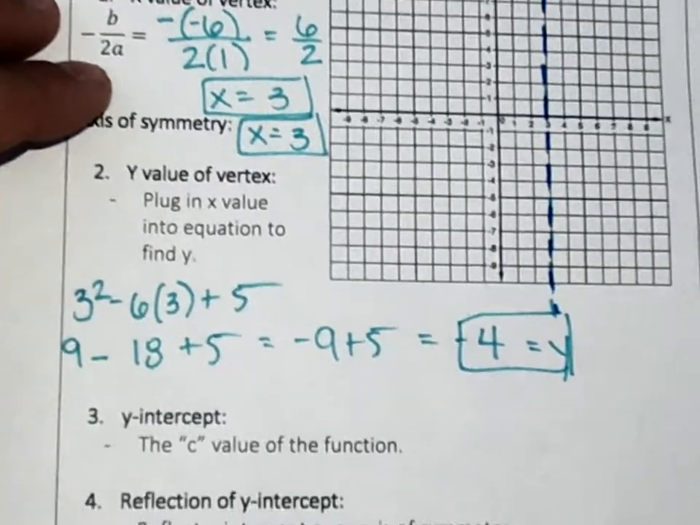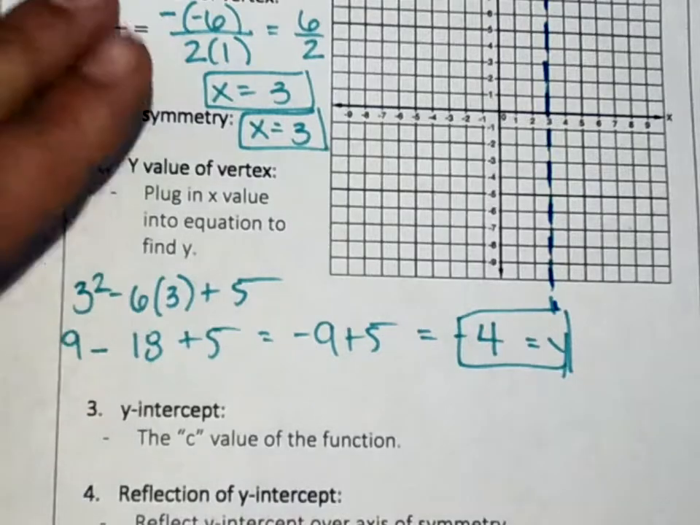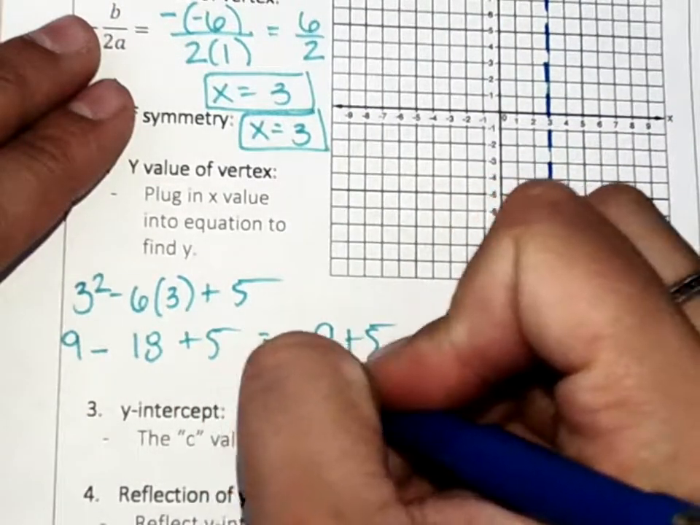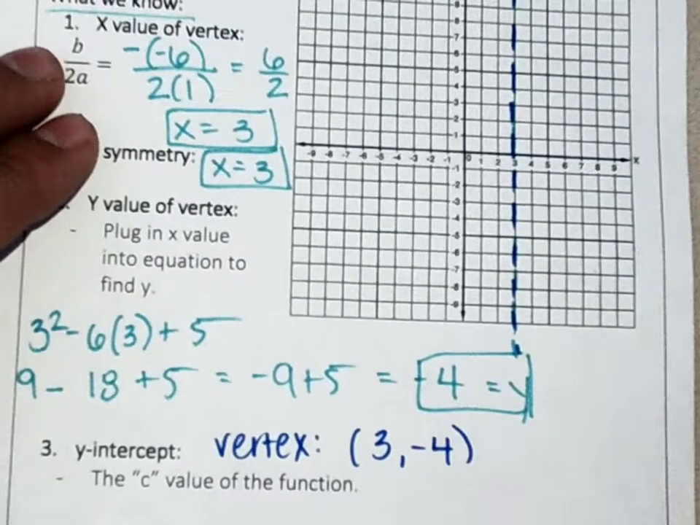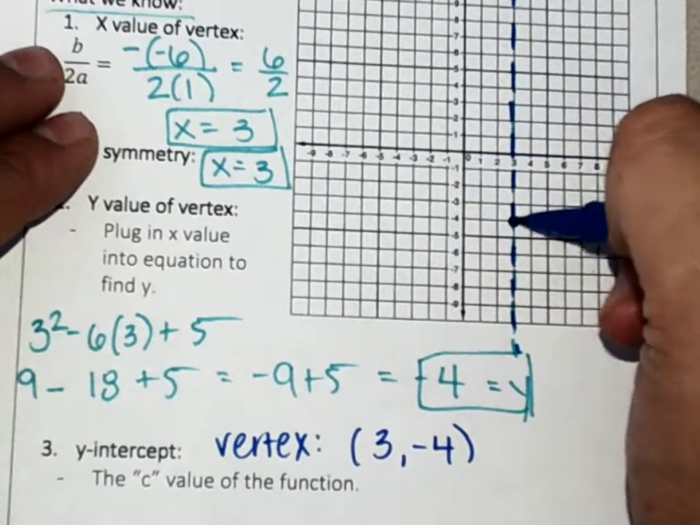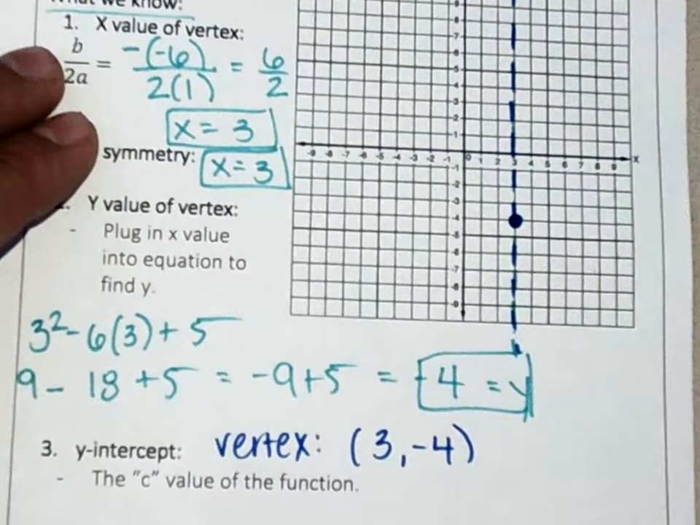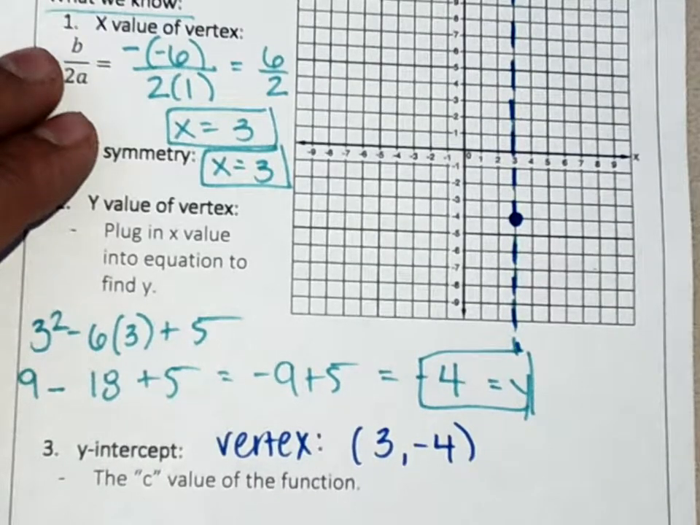So our y value is y equals negative 4. So now we have our vertex, because we have both points. So the vertex will be 3, negative 4. So I'm going to go ahead and plot that point on my graph. So now we have one of the 5 points.